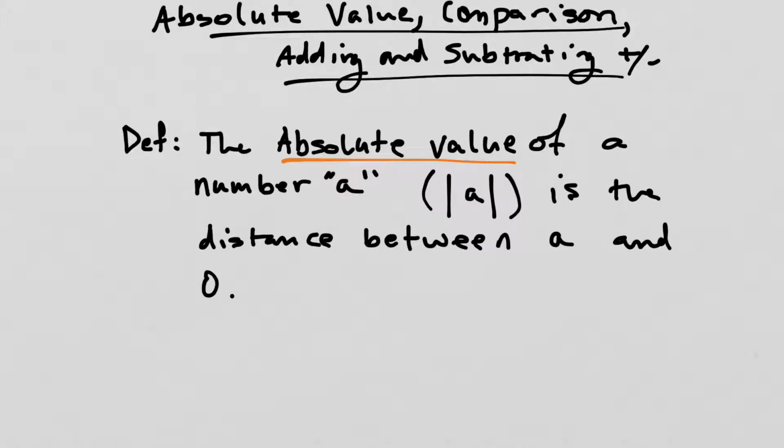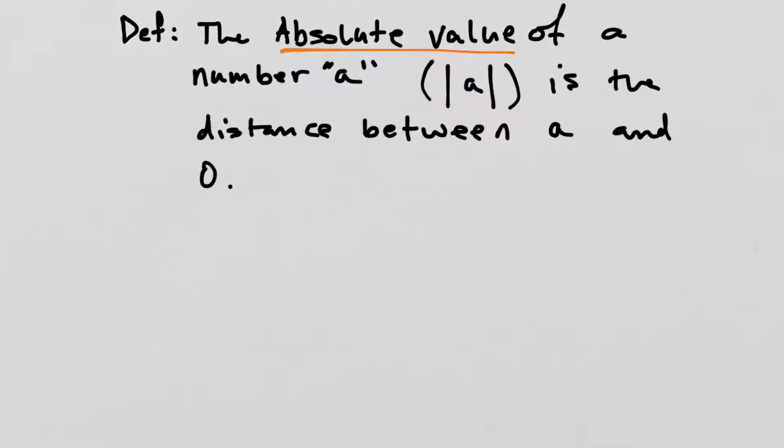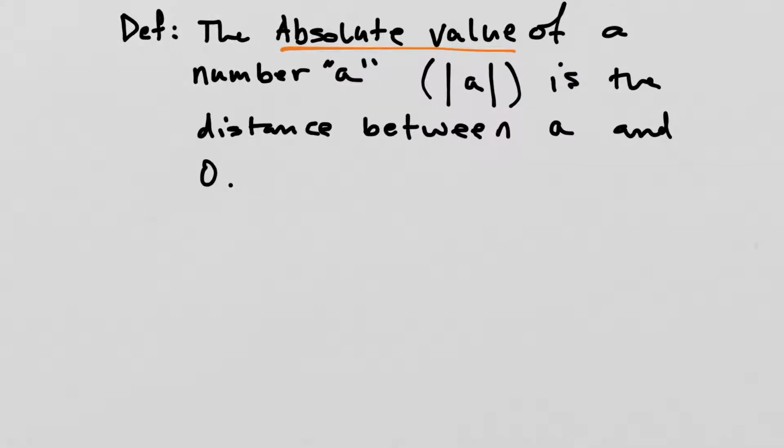So here we're looking at absolute value. The absolute value of a number A, written like this with the two bars there, and read "absolute value of A," is the distance between A and 0. So for absolute value, the shortcut, or maybe what you're used to thinking, is any positive number stays positive, any negative number becomes positive. So nothing ever becomes negative, only if there's a negative on the outside.